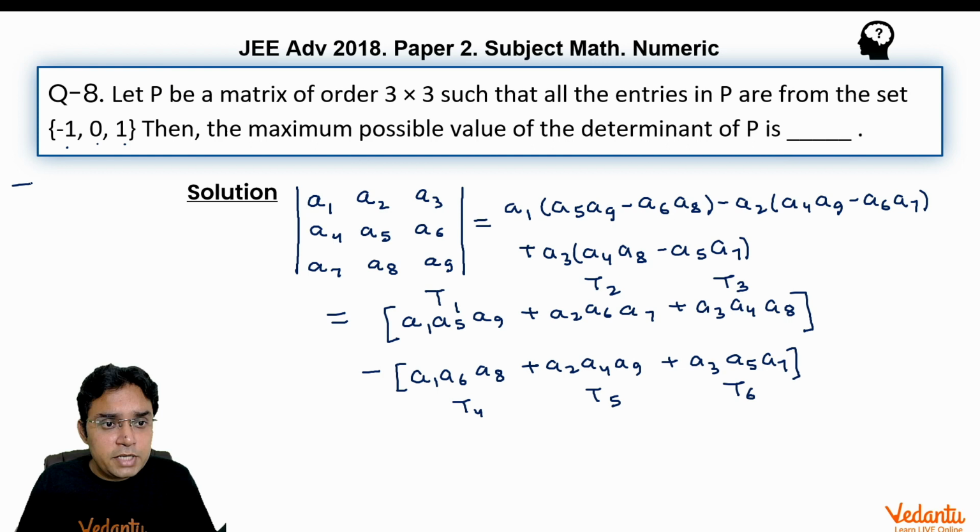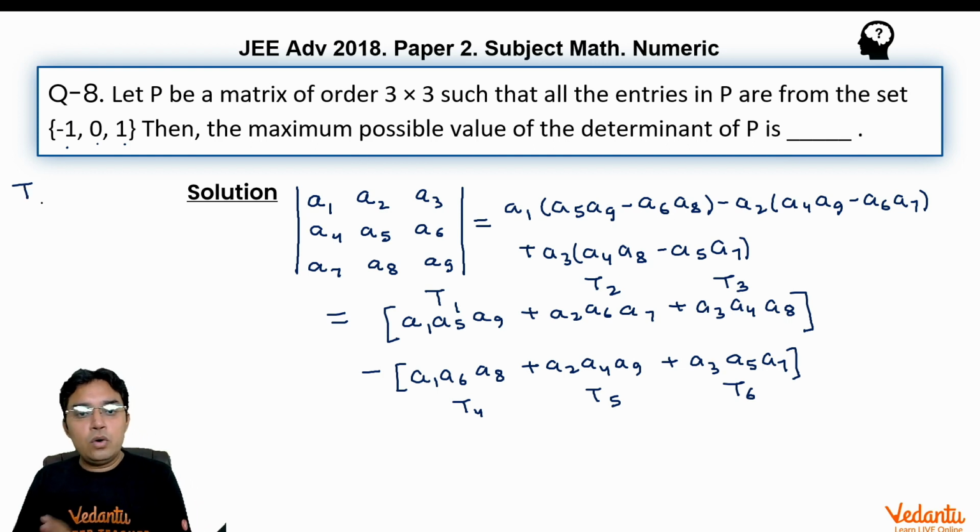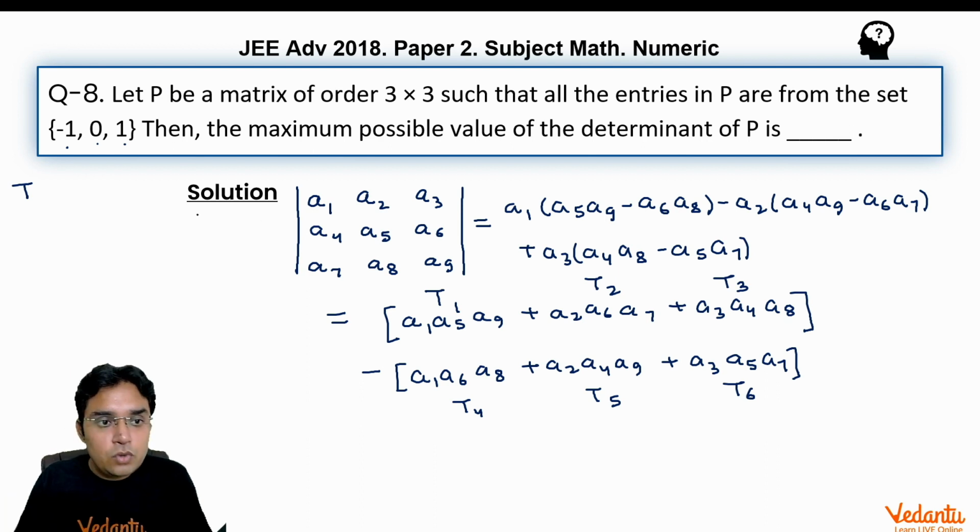And because T1, T2, T3 and so on, they all are products of 3 elements of P which are coming from -1, 0 and 1, all these terms I can say will be either equal to 0 or 1 or -1.